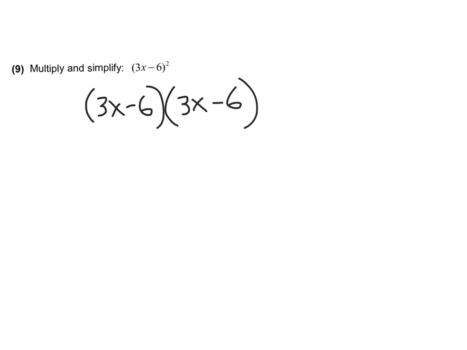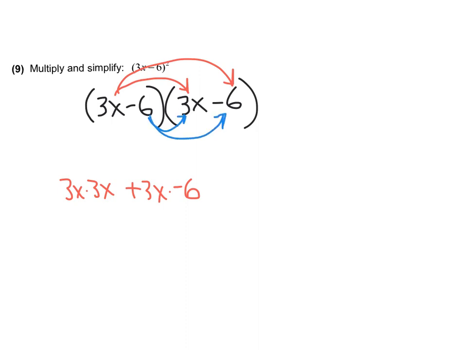And now we'll distribute. So we have our 3x multiplied by each item of the second pair of parentheses. So that's 3x times 3x, and then plus 3x times negative 6. And then we'll distribute the negative 6 to both items of the second pair of parentheses. So minus 6 times 3x, and then minus 6 times negative 6.